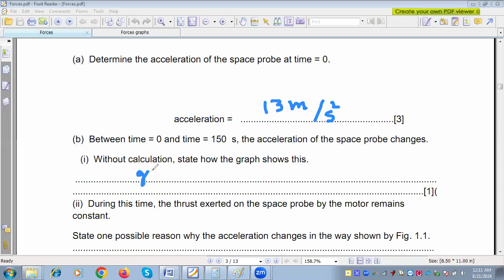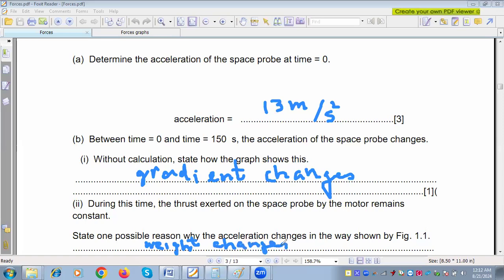Okay, so the gradient changes. During this time, the thrust exerted on the space probe by the motor remains the same. State one possible reason why the acceleration changes in this way. Because the probe is using fuel and fuel is used up. So it means the weight, the downward force, is changing. The mass changes, so the weight changes.